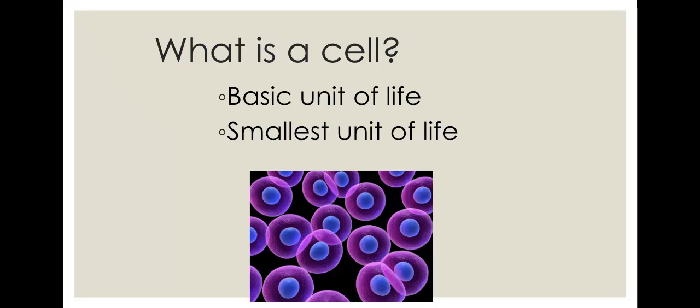So what is a cell? A cell is the basic unit of life. It's the smallest living thing. If it is less organized and smaller than a cell, it is not living. So something like a virus, not alive. Something like an atom, not alive. But once we get this organization and we get a cell, we now have a living thing.